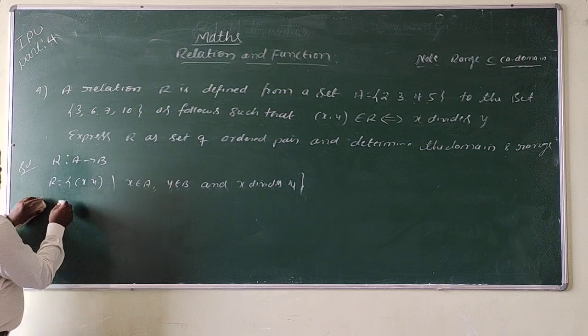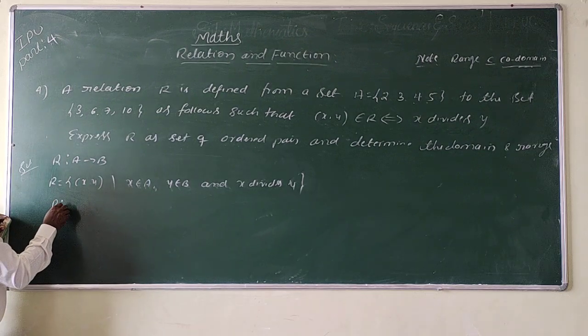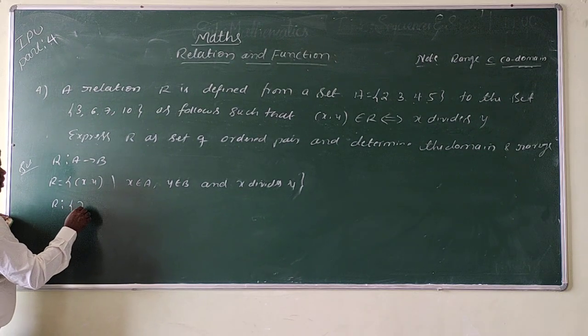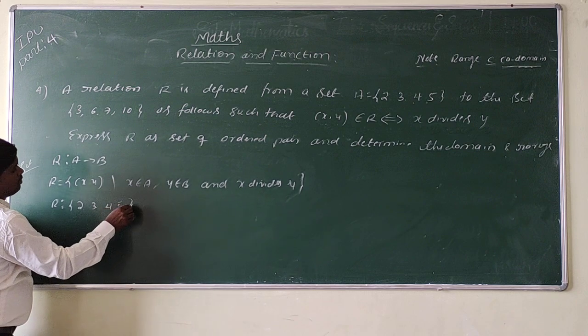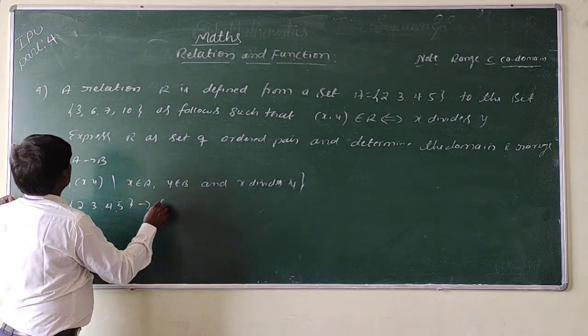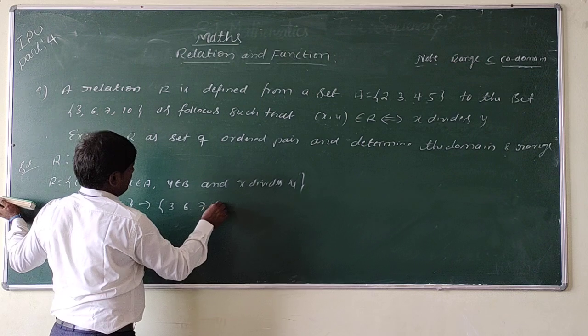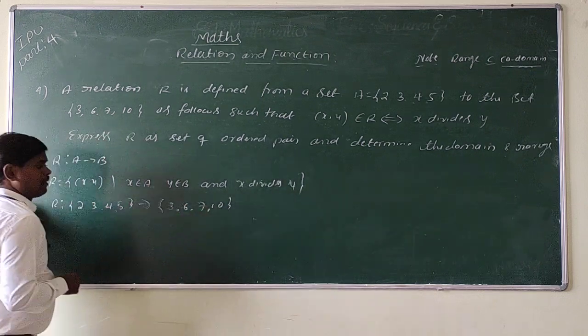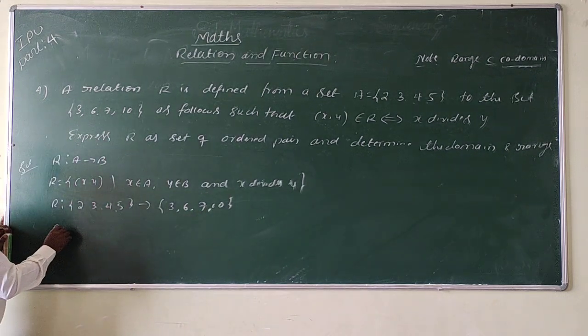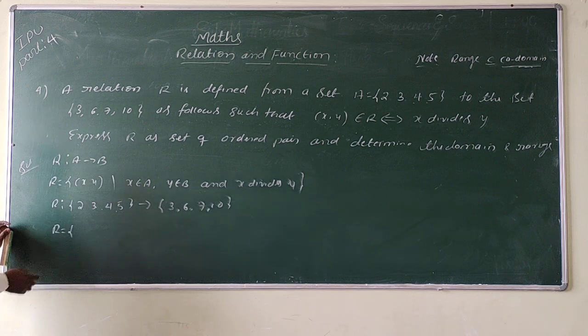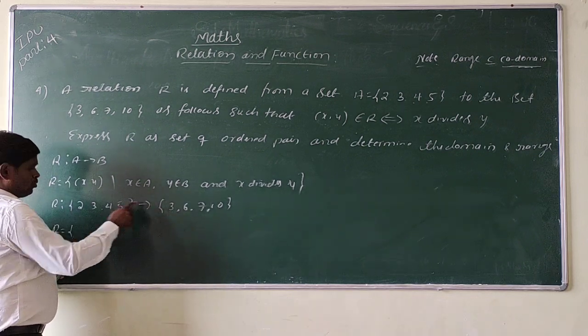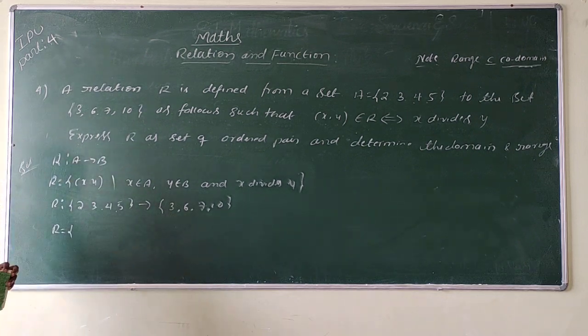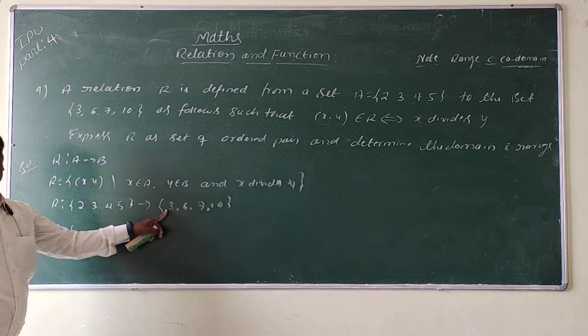So just I am writing the sets. So this is set A, and R is from A to A. So 2, 3, 4, 5 and 2, 3, 6, 7, 10. Thus the relation R consists of elements as follows. The first one: 2 divides 3? No, 2 does not divide 3. So therefore (2, 3) does not belong to the relation R.